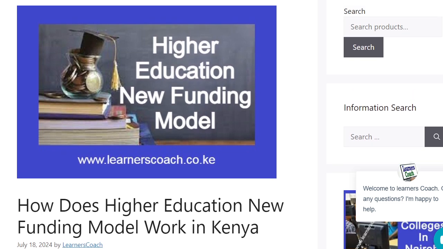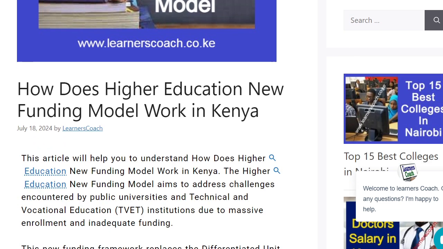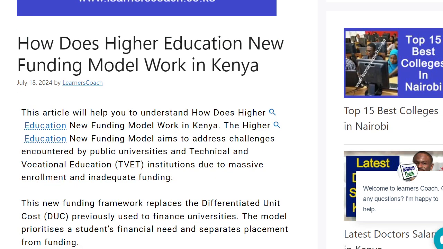Now, I took some time to write everything within this particular article, so I'll share it within the description so that at least you can read along. But I just want us to highlight what this particular funding model is all about. This new funding model aims to address challenges that were encountered by public universities and technical or TVET institutions due to massive enrollment and inadequate funding.